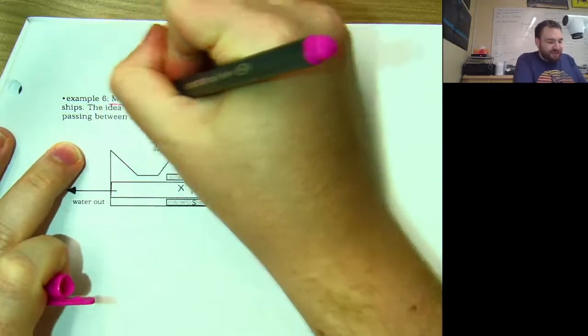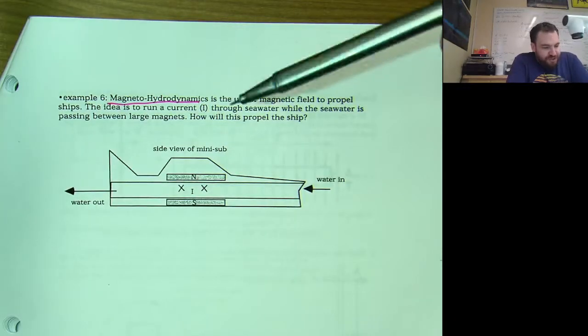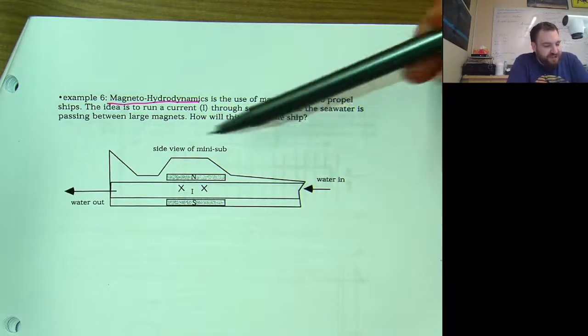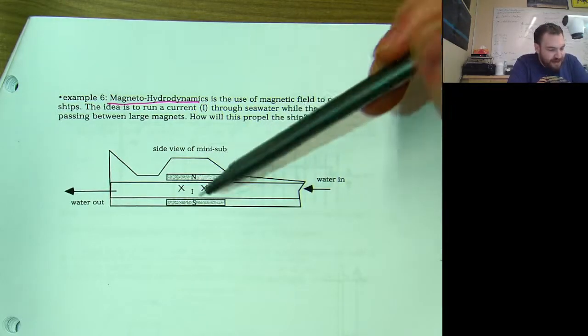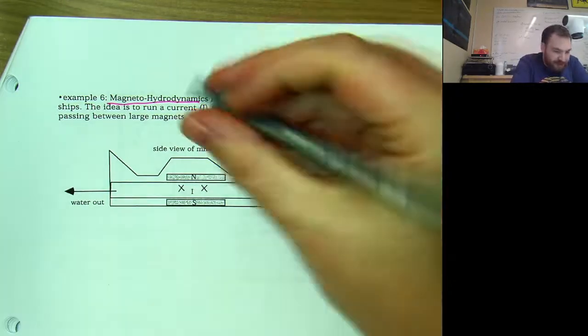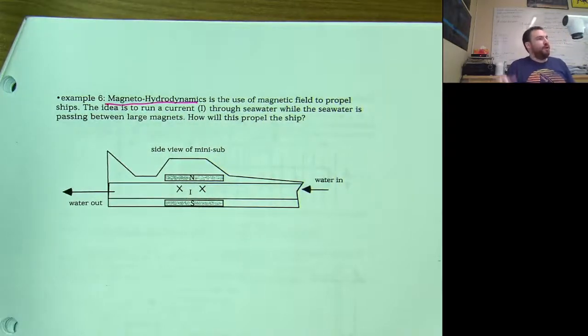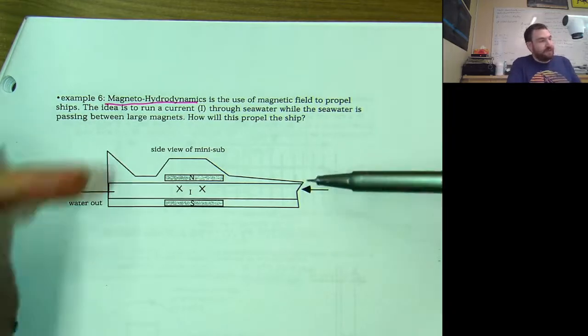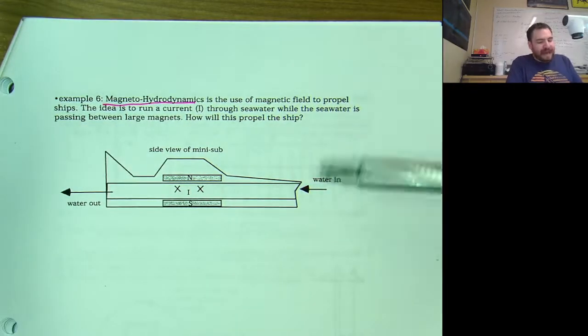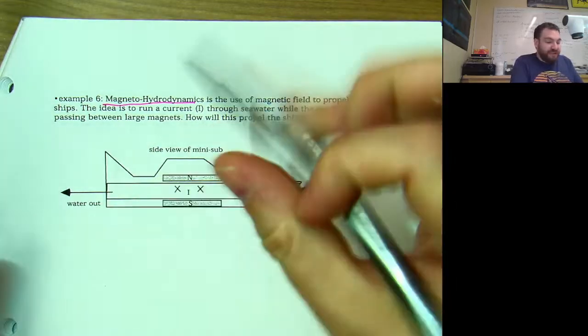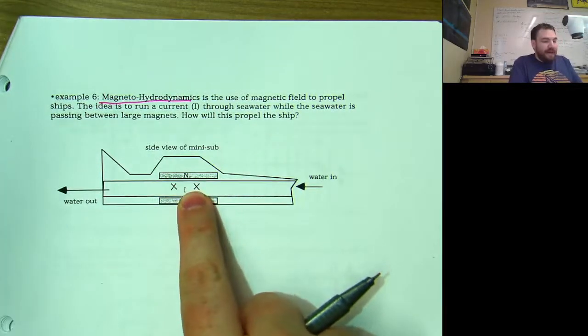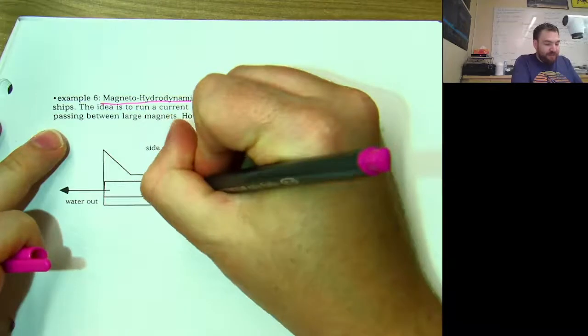Magnetohydrodynamics is the concept that we're looking at here. So the idea is to run a current through seawater while the seawater is passing between large magnets. These X's here represent the direction of the current. So the current is going through the boat right to left, because this is the front of the boat, this is the back of the boat. As the water goes through, we run the current through this section by running a magnetic field this way.